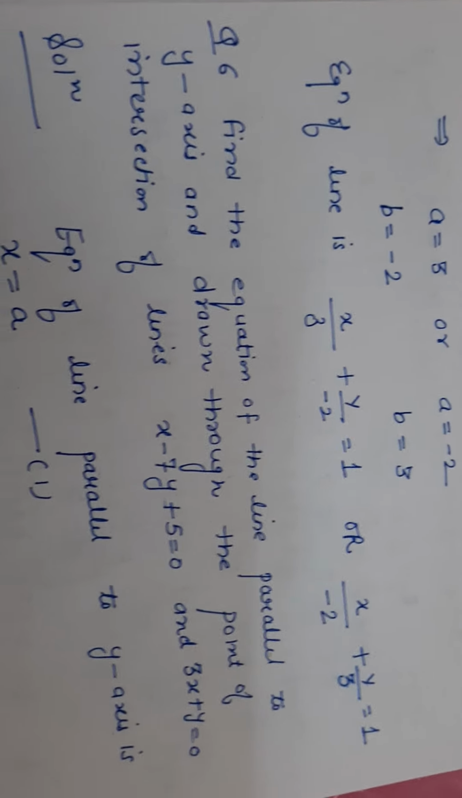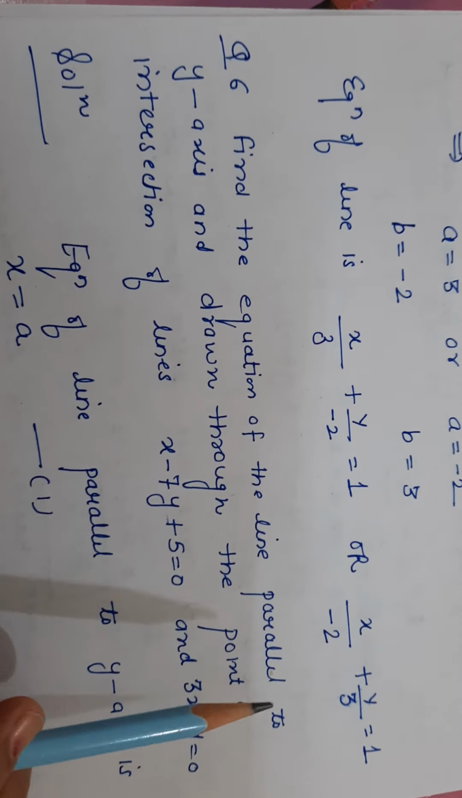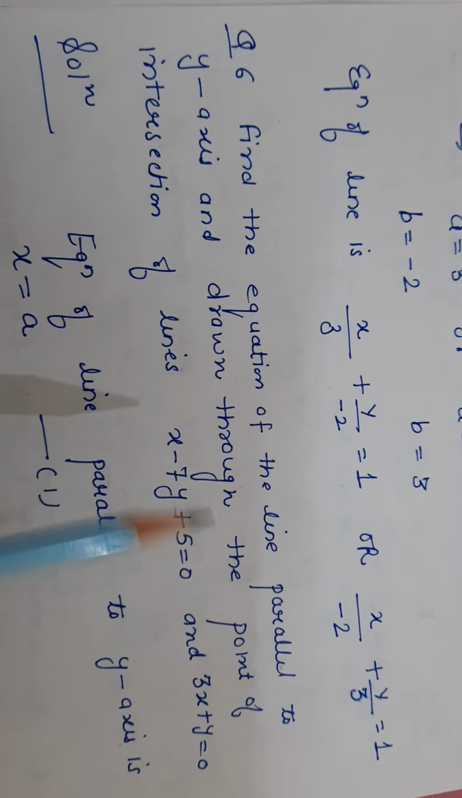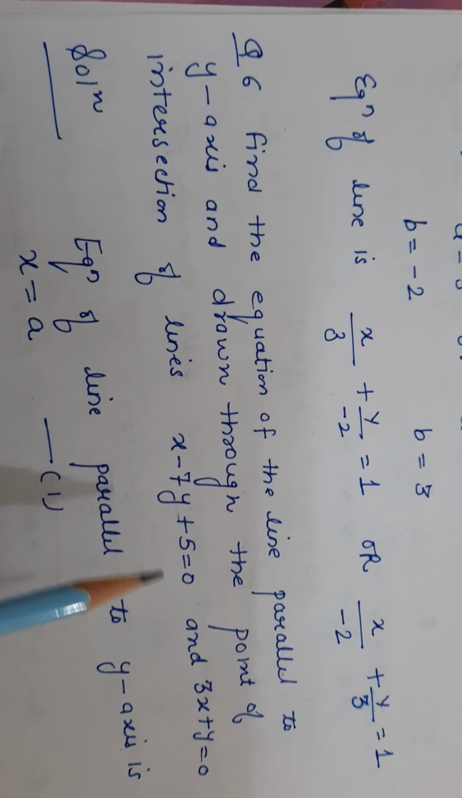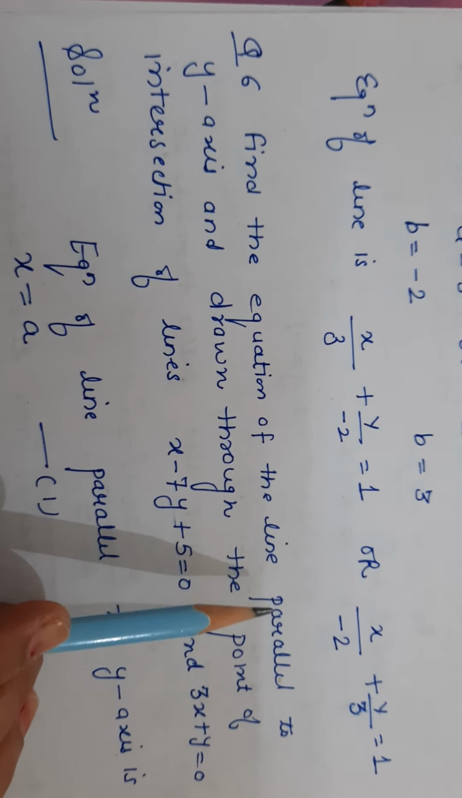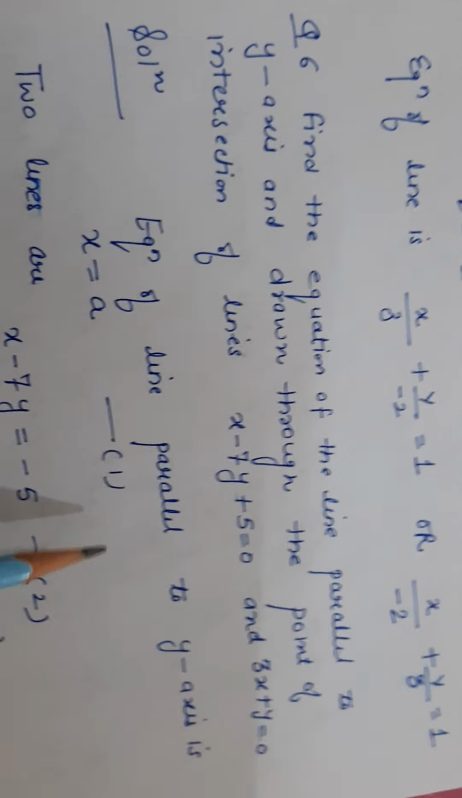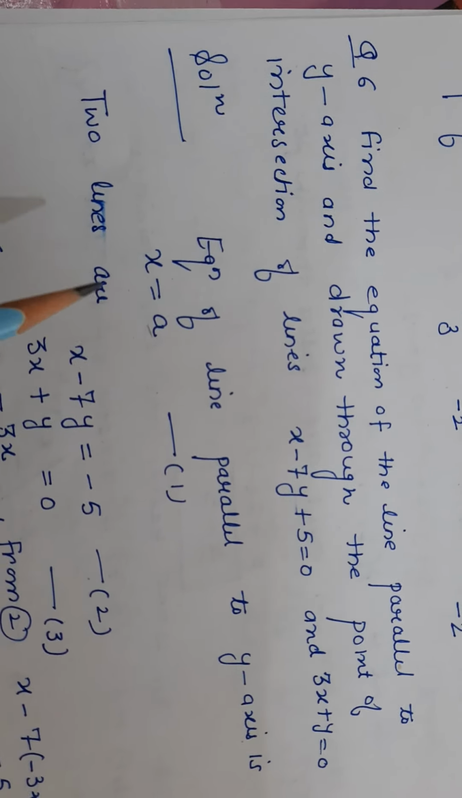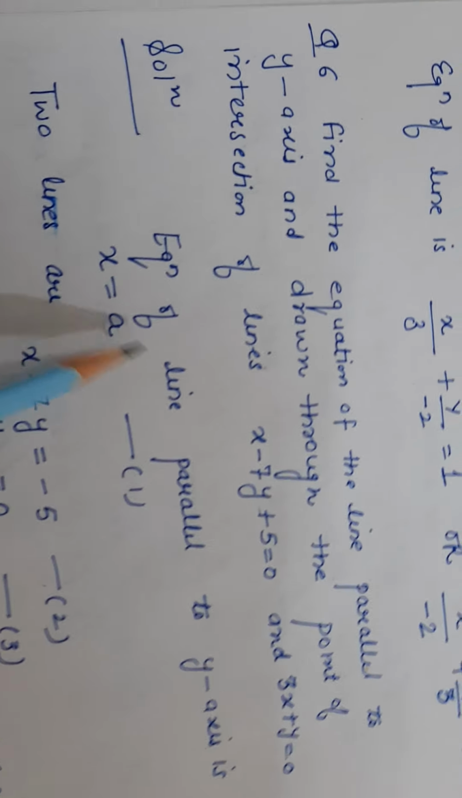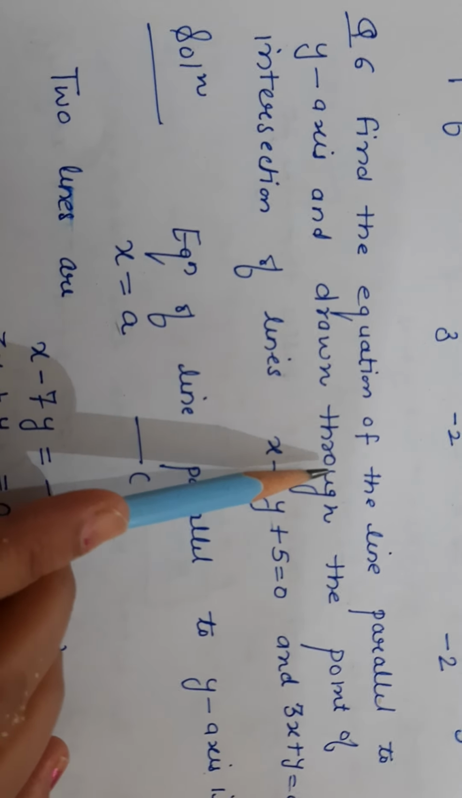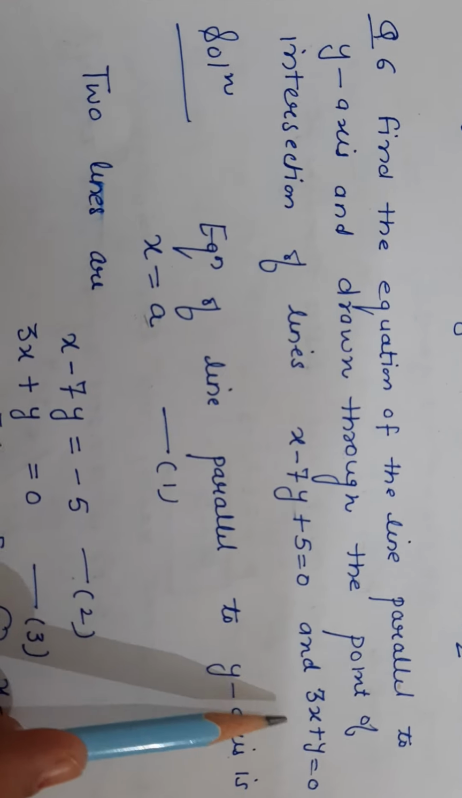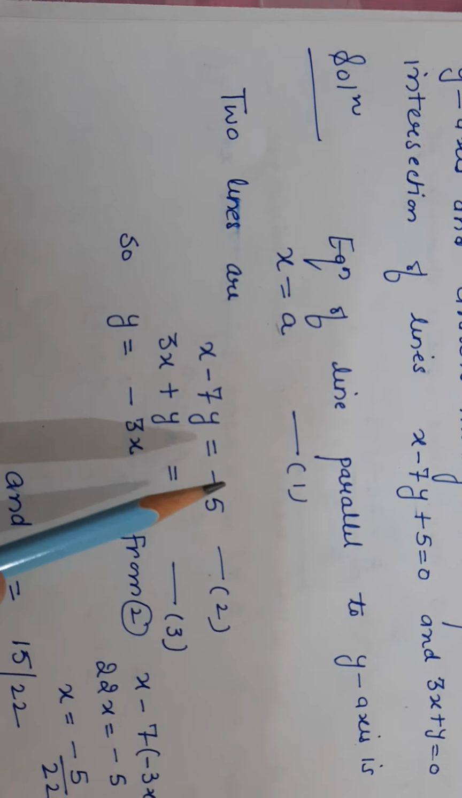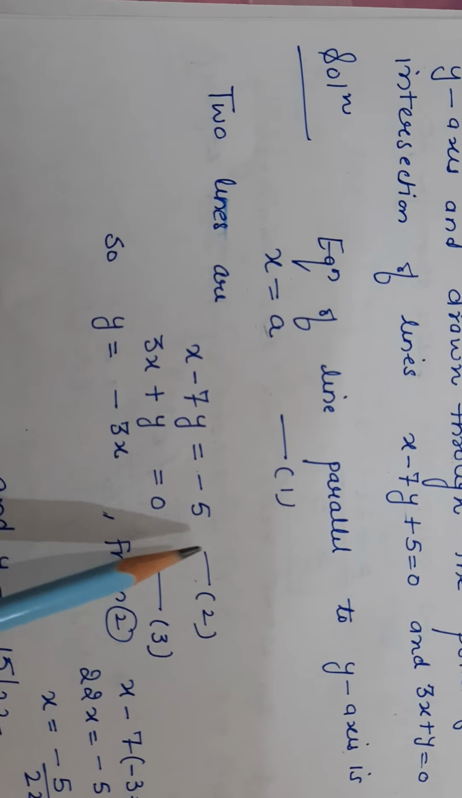Sixth question. Find the equation of line parallel to y-axis and drawn through the point of intersection of these two lines. The first condition, the line is parallel to y-axis. So it is given by x is equal to a. That means in this equation we have only one unknown, a. The second condition was the line passing through the point of intersection of these two lines. So these two lines are, let, line 2 and 3.